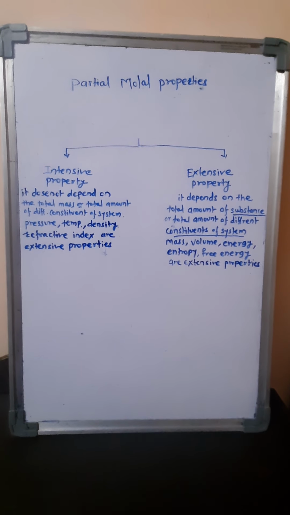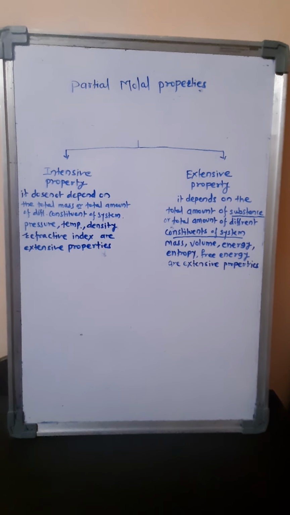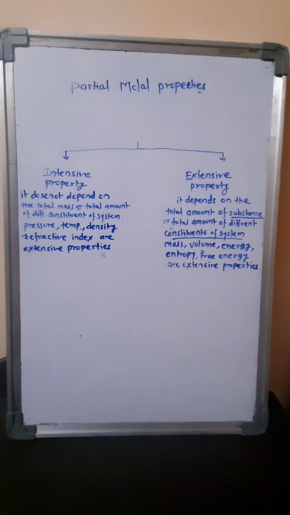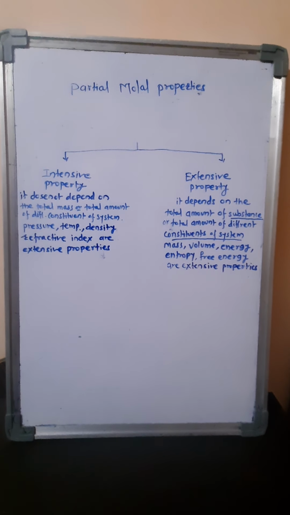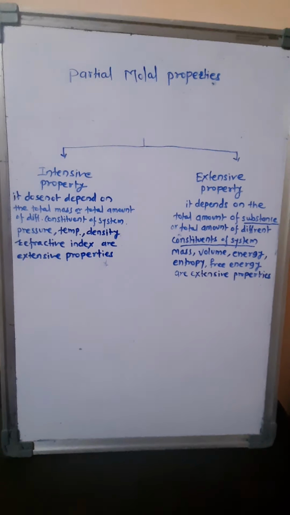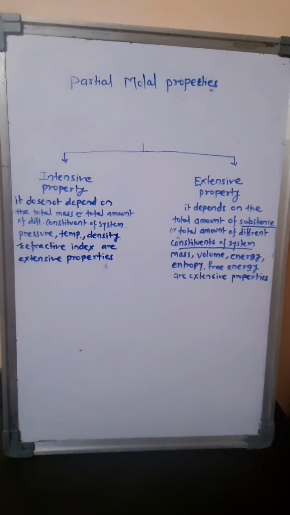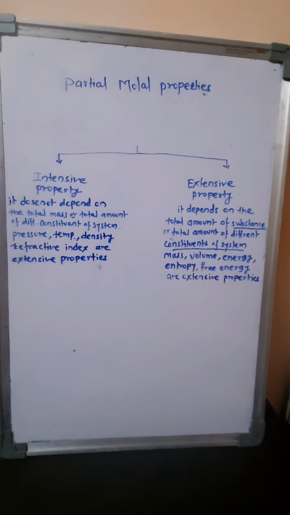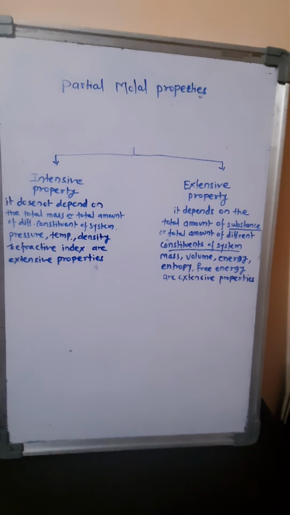On the other hand, an intensive property does not depend on the total mass or the total amount of the different constituents of the system. Pressure, temperature, density and refractive index are intensive properties. The total mass of the system is an extensive property, but mass per mole is an intensive property. Volume per mole and energy per mole are also intensive properties.